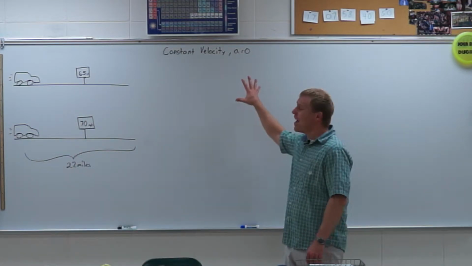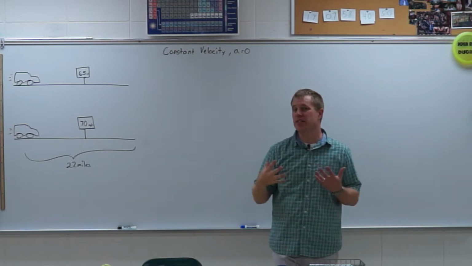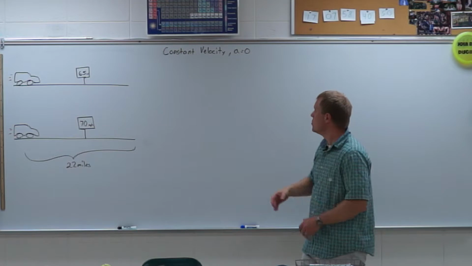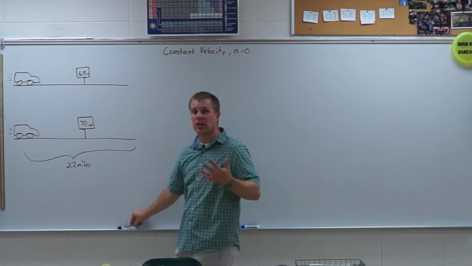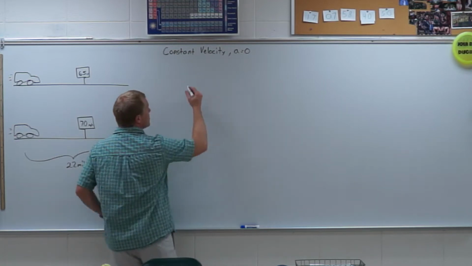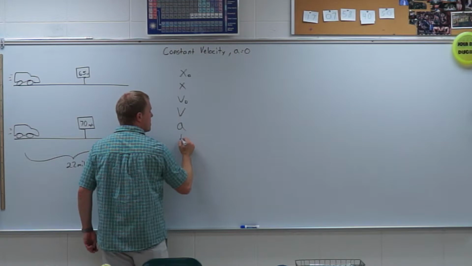We're going to look at constant velocity problems. This is when the acceleration is 0, and how do we solve these? Okay. So if the acceleration is 0, it's also a constant. So that means if we have a constant acceleration, we're going to list our variables. And so I list mine: x naught, x, v naught, v, a, and t.